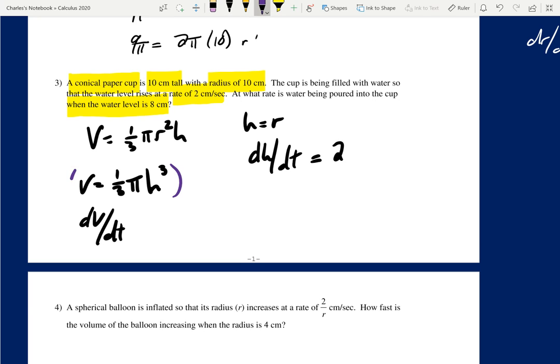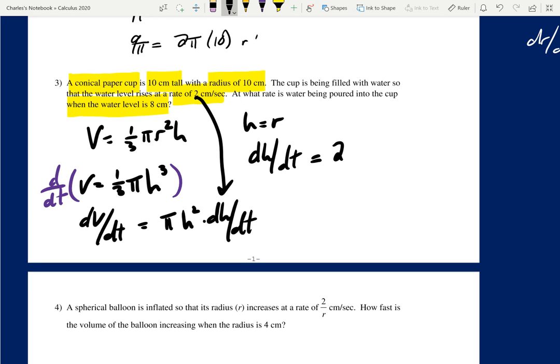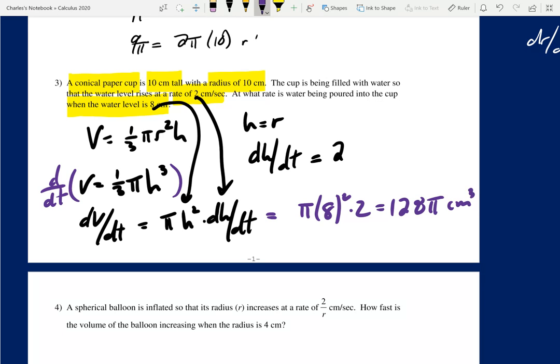And I'm going to take the derivative of the whole thing with respect to t. And I get dV/dt is equal to pi h squared dh/dt. And then it's just a matter of substituting what for what. 2 is dh/dt. 8 is h. When I do all that, I get pi times 8 squared times 2, which is 128 pi. And then the unit is dV/dt, so it's volume. So this is centimeters cubed per second.